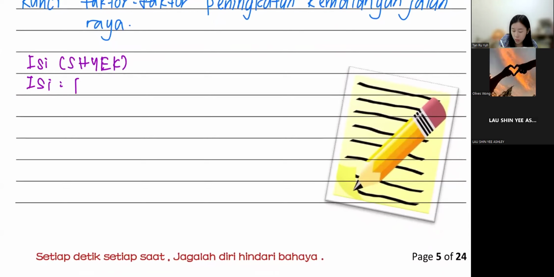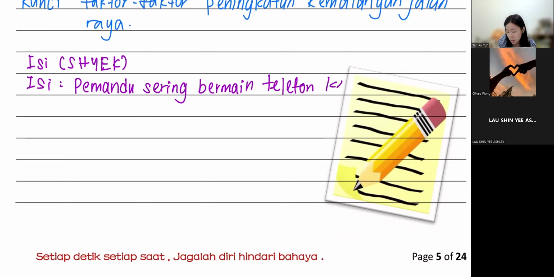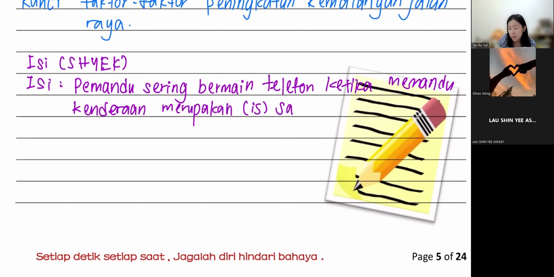Ketika memandu. Okay. Pemandu sering bermain telefon ketika memandu. We can copy the question that the picture. That one we can put inside. Ketika memandu kenderaan, when driving their vehicle. Juga merupakan is not juga. Merupakan is salah satu, one of it, salah satu faktor peningkatan kemalangan jalan raya.